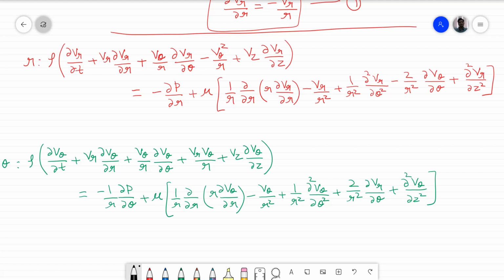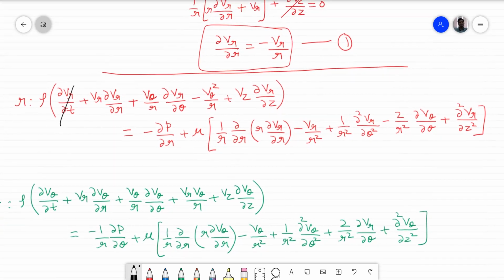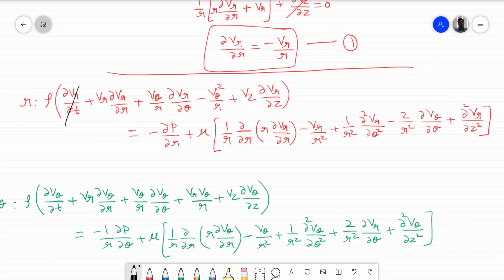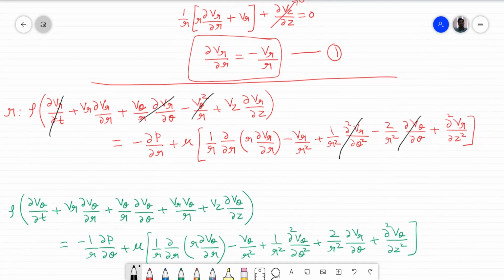Okay, now let's have a look at the r momentum equation. First of all, we assume that it is a steady state flow, therefore the time term will go away. Now we also know that Vθ is 0 and there is no change in the theta direction, therefore this is 0 and this is 0. Similarly, these terms containing theta are 0. Now maybe we can use this equation 1 that we derived here, where ∂Vr/∂r terms appear, but we'll do it later on.